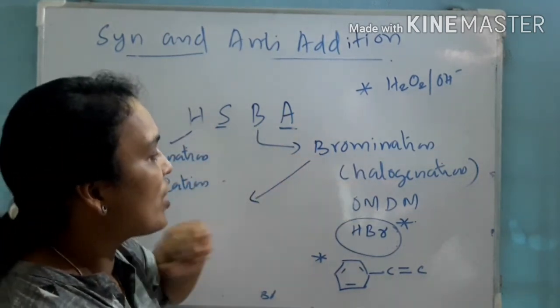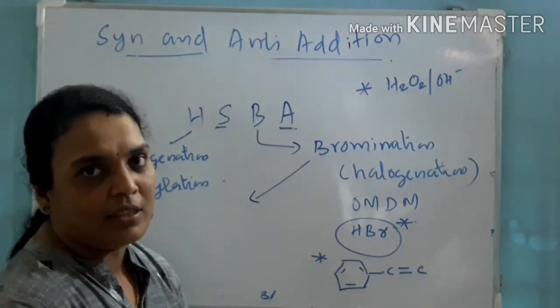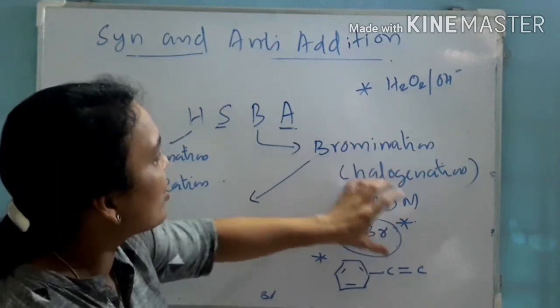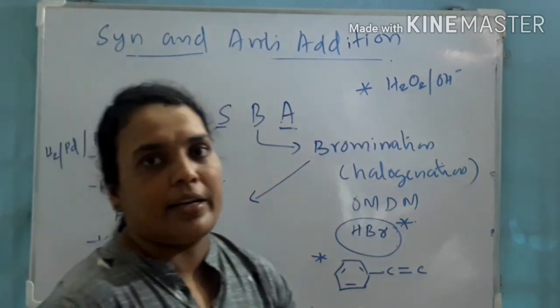So just remember HSBA, where H indicates hydrogenation, hydroxylation, hydroboration, and S indicates syn addition, B indicates bromination, oxymercuration, demercuration, A indicates anti-addition. So these reactions favor anti-addition and those reactions favor syn addition.